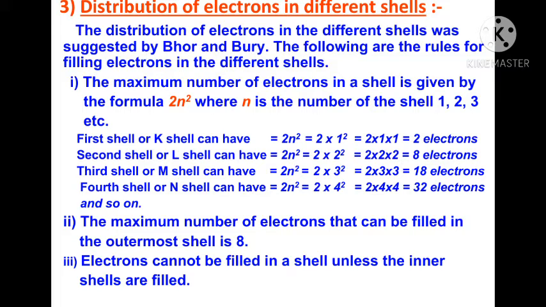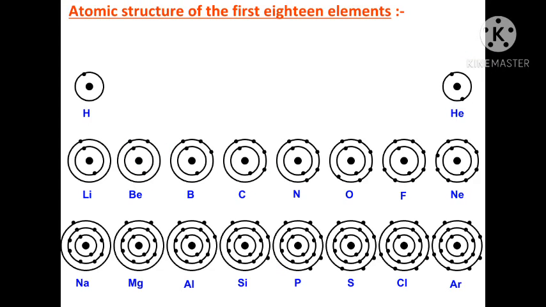According to this formula, the maximum number of electrons that can be accommodated in the outer orbit is 8. The electrons are not accommodated in a given shell unless the inner shells are filled. That is, the shells are filled in a stepwise manner. This image provides you the exact view of how the electrons are distributed in the atom. This atomic structure explains how the electrons are filled in the shells or orbits.